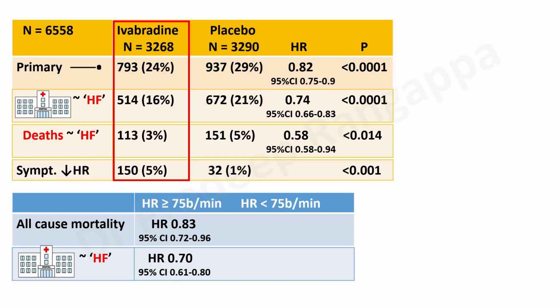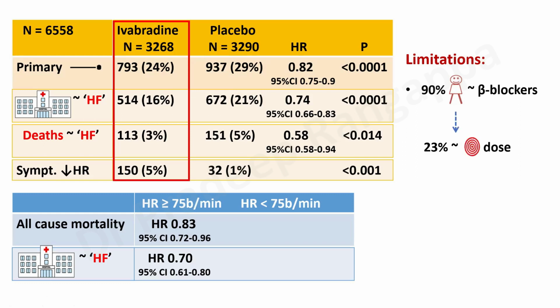So this was the SHIFT trial, and this raised the enthusiasm that possibly Ivabradine holds good. But then the subsequent analysis and the editorial does talk about the limitations. So the limitations of this study was 90% of those patients were on beta blockers. So to exactly say whether Ivabradine made a difference or whether the fact that these patients were on beta blocker made a difference is something that is argued.